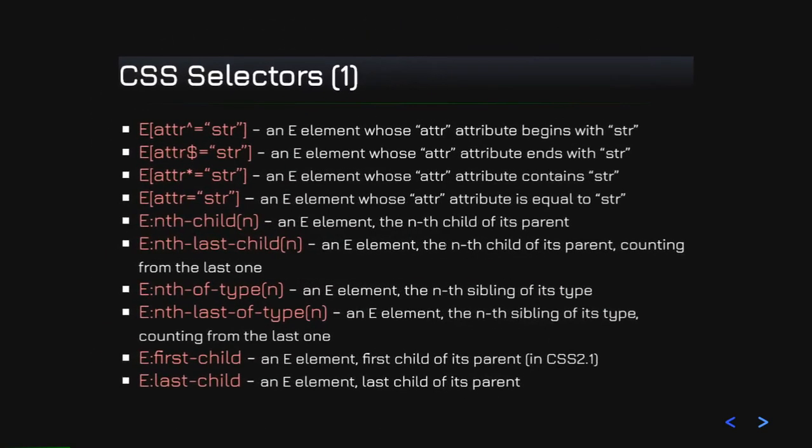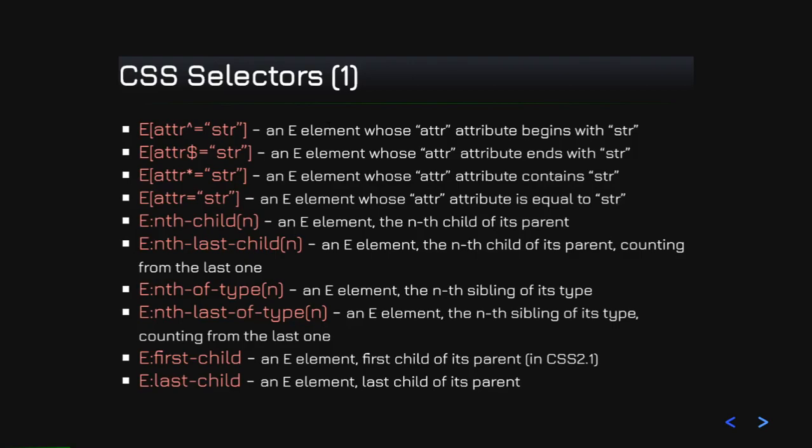Moving on, in the next three slides, there's a selection of CSS selectors. Most of them were introduced in CSS 3. Some of them were previously introduced in CSS 2.1. So these first four selectors select an element of type E by the value of its attribute, the attribute with the name attr.